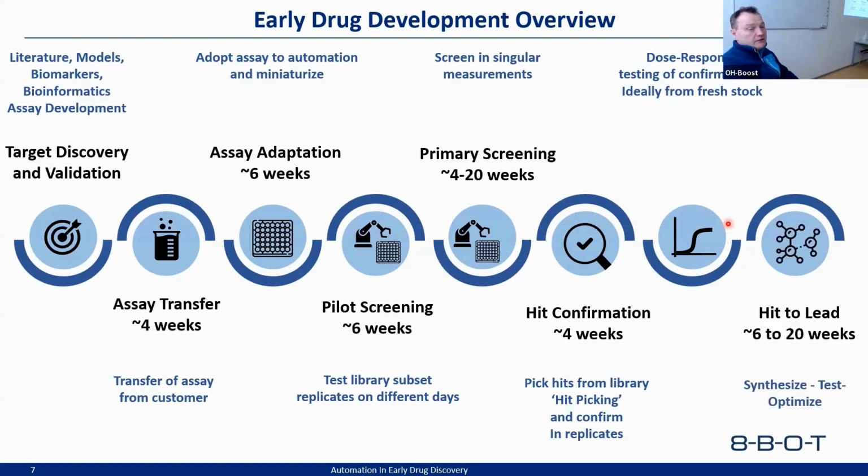At the end, you have the hit to lead phase, and this can go from weeks to years. Chemists are trying to tweak the structure of the compound, to add some parts to it, make it more soluble, make it more, let's say, affine to proteins, whatever. And they cook, and every week, typically, you get new samples, and you report the results back to the chemist, and they try to optimize it.